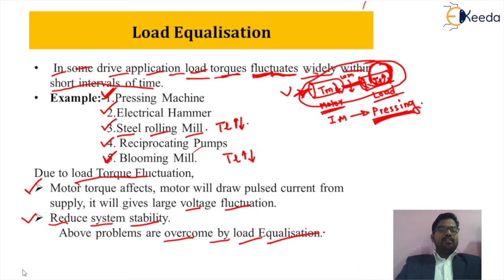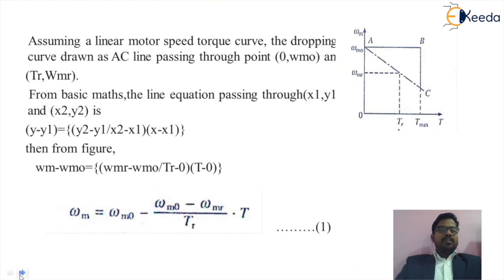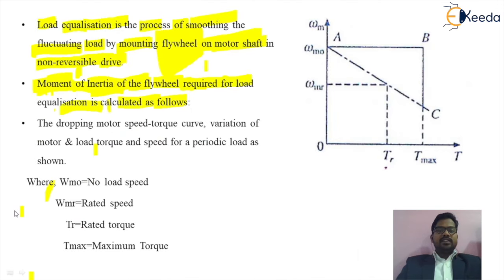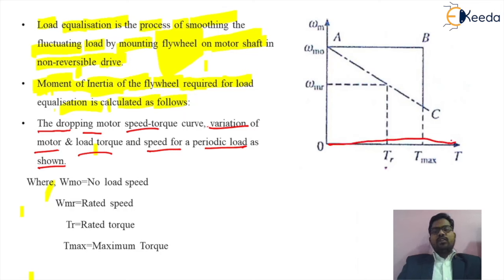In load equalization, we want to find out the value of the moment of inertia of that particular flywheel. The value of the moment of inertia of that flywheel is basically treated with the dropping speed torque characteristics. Then we want to understand the dropping motor speed torque curve, the variation of motor and load torque, and speed of the periodic loads, as shown. So in the figure we have the torque speed characteristics. This will be your torque, this will be your speed.